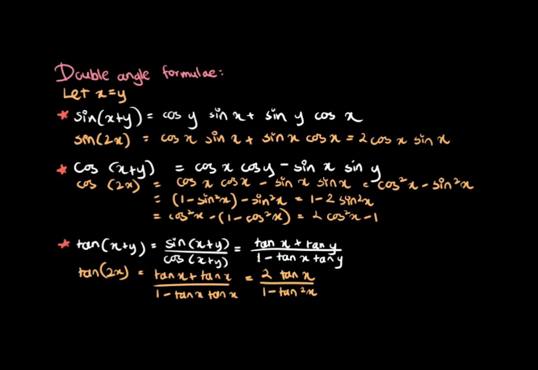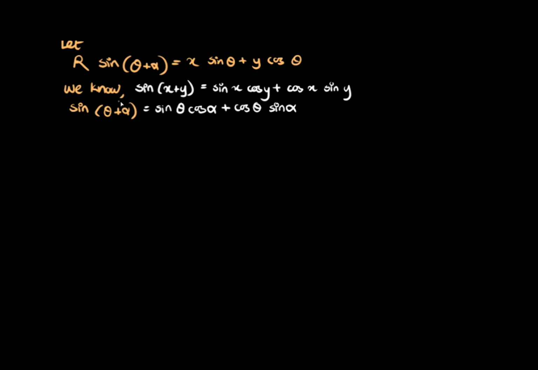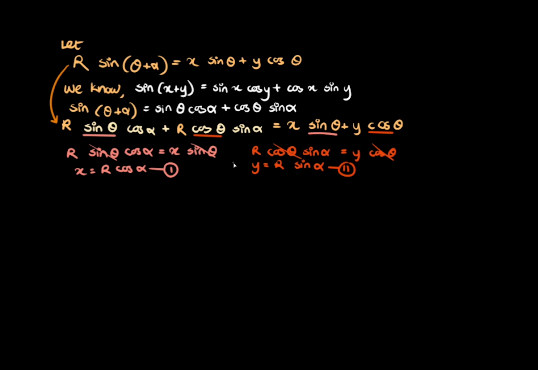Next, we'll take a look at some other formulae. Starting off, we let r sin(theta plus alpha) equal x sin theta plus y cos theta. We know already that sin(x plus y) equals sin x cos y plus cos x sin y. We rewrite that in terms of theta and plug back into the main equation while multiplying with r. Next, we equate the coefficients. After cancelling them out, we're left with x equals r cos alpha and y equals r sin alpha.